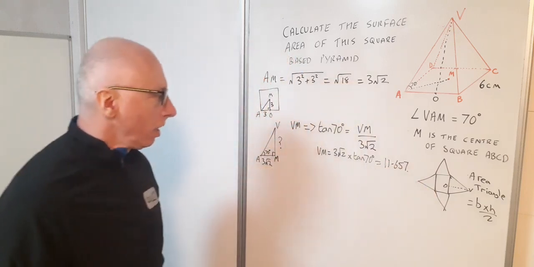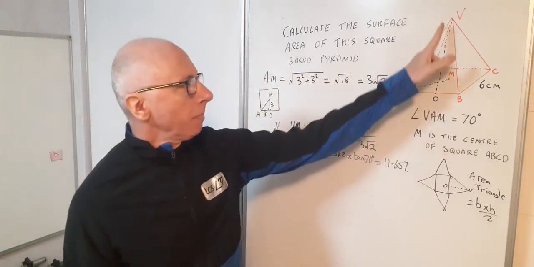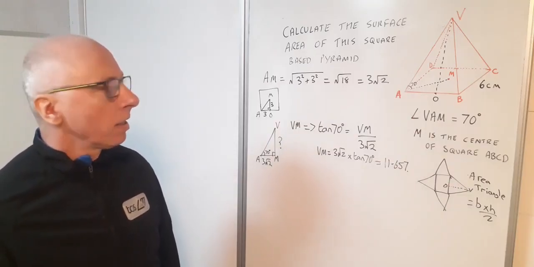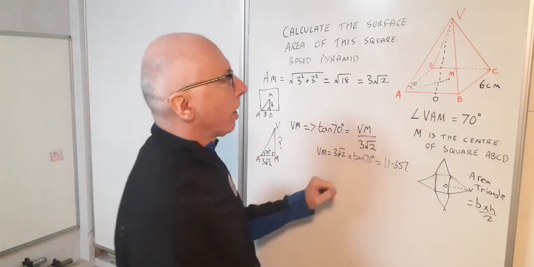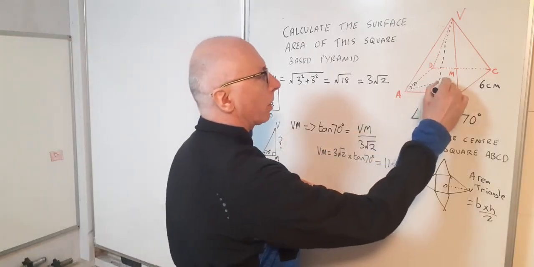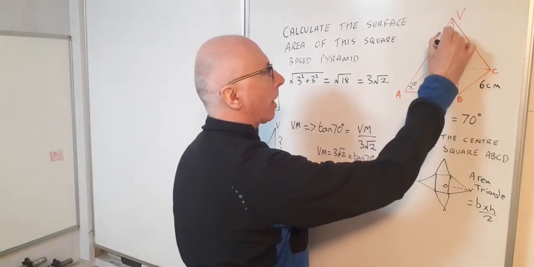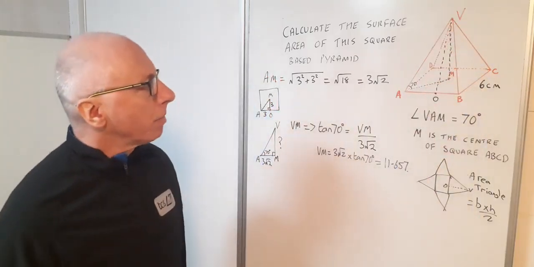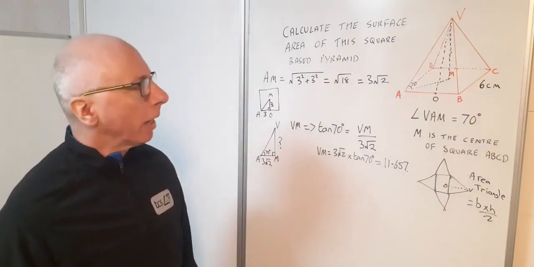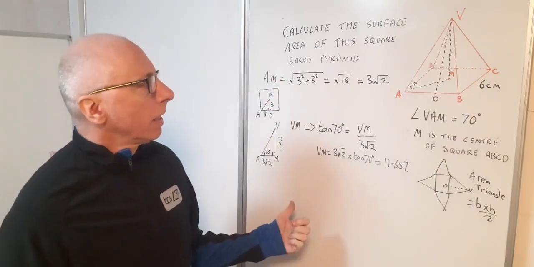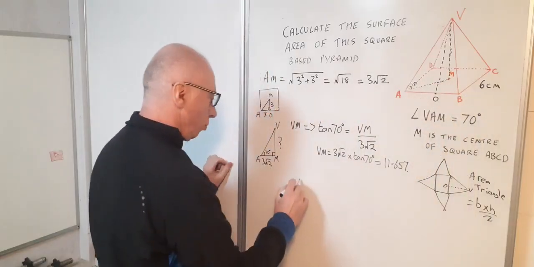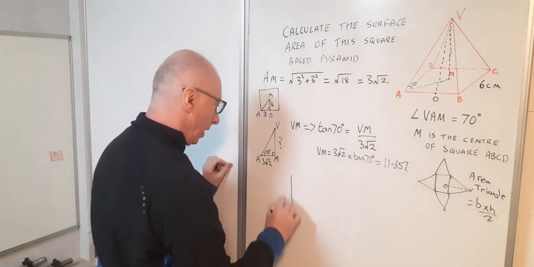Okay, so now I've got VM, that's taken care of. Now I need to try and work out what OV is. So let's have a look at that. So VM I've now got, so this is taken care of. It's quite difficult sometimes to visualize a 3-dimensional picture on a 2-dimensional plane, i.e. the board. So let's take that side VM and let's just draw it over here. So that's VM.